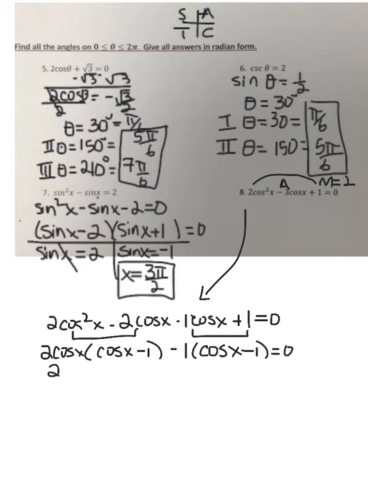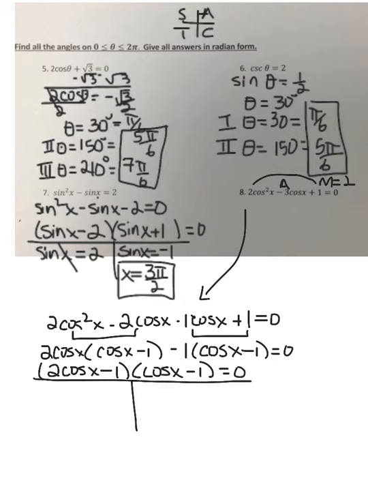So I have 2 cosine x minus 1 and cosine x minus 1 equals 0. T-chart. So on the left here, I have cosine of x equals 1/2. So that means my angle is going to be 60 degrees. And it's positive, so I want the first quadrant answer, which will be 60, which is pi over 3.